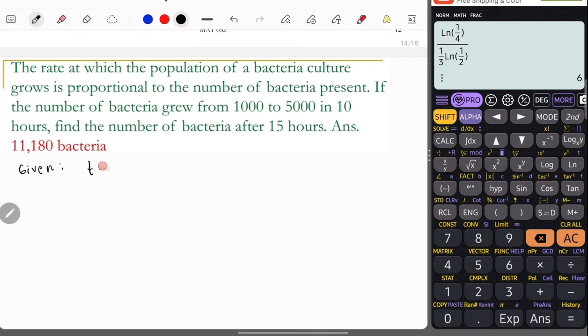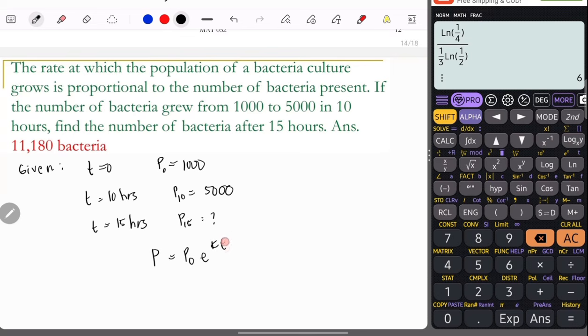At t equal to 0, the population is 1,000. After 10 hours, the population grew to 5,000. Then we are to find the number of bacteria after 15 hours. So what formula are we going to use? Since the population is growing, we will use p equals p sub o e to the kt, positive k.